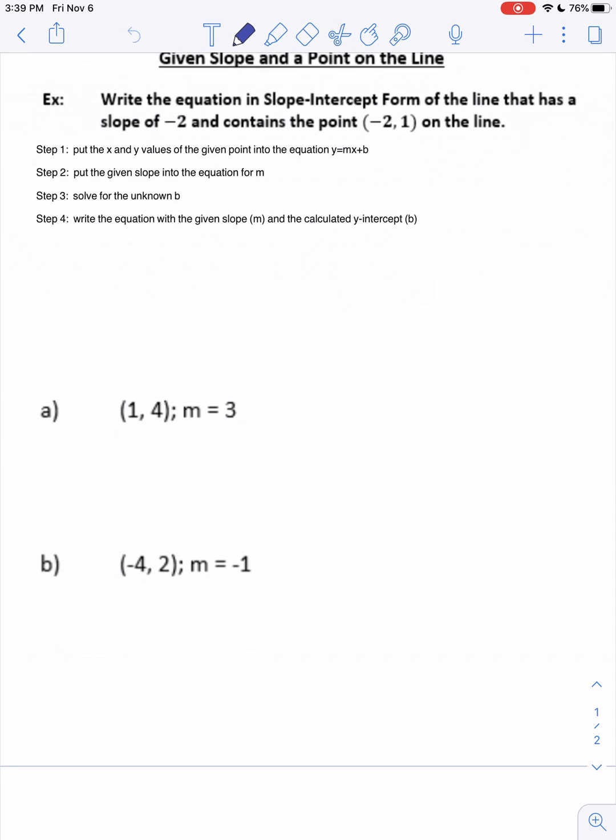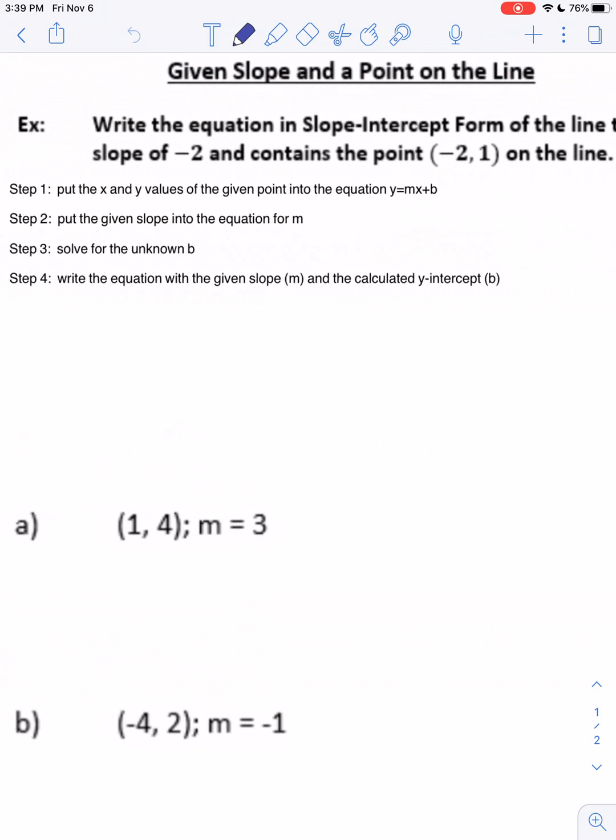We've been writing equations of a line given the slope and the y-intercept. This time they're not going to give us the y-intercept. We're going to have to figure that out ourselves.